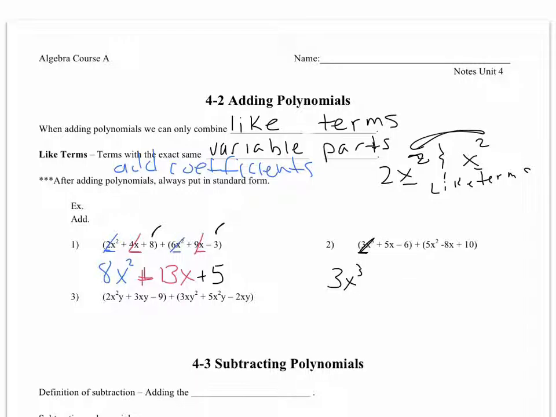Then I look for a squared. Well, here's a 5x squared. I don't have any other x squared, so bring the 5x squared. And then we have a 5x and a negative 8x, which gives us a negative 3x. And then I have the negative 6 and the positive 10 to give me a positive 4.